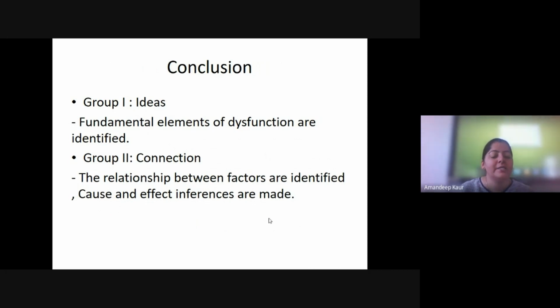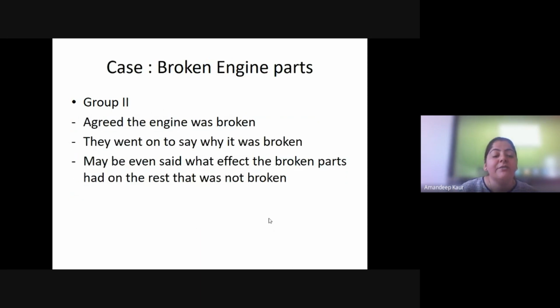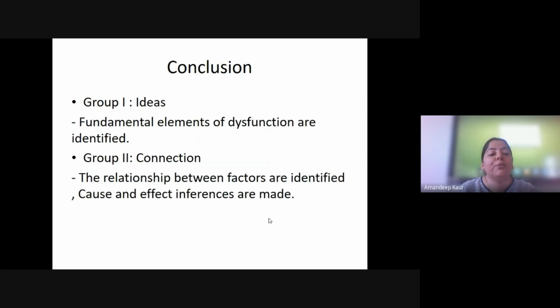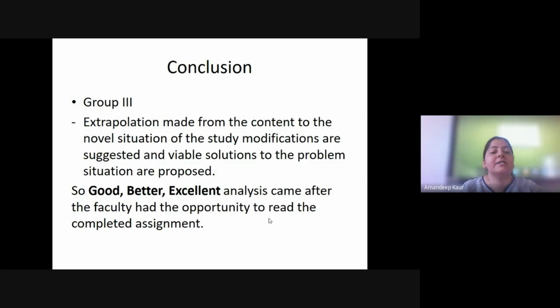So we divided our class into three different groups, and the three groups had different kinds of analysis for that particular case. The first group presented ideas, that is, the fundamental elements of dysfunction identified by that group. The second group provided connection. They said why the engine was broken, and maybe even said what effect the broken part had on the rest that was not broken. So the second group not only gave us ideas, but at the same time they developed cause and effect inferences during that case study analysis. And the third group of students also provided a viable solution for the problem.